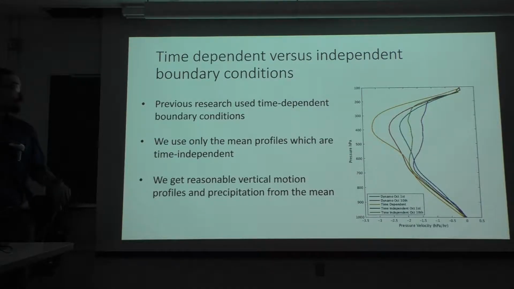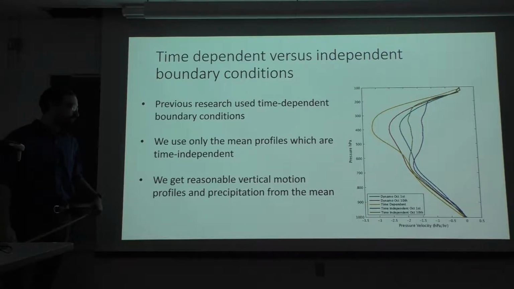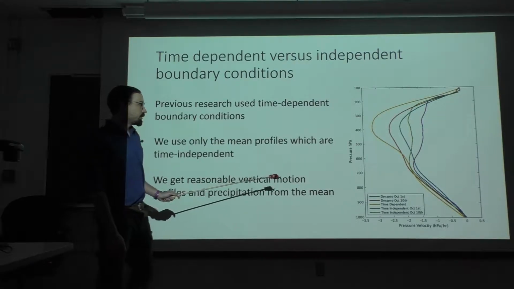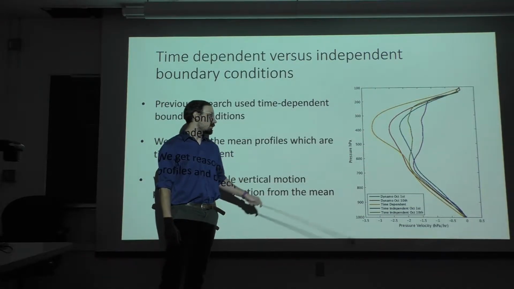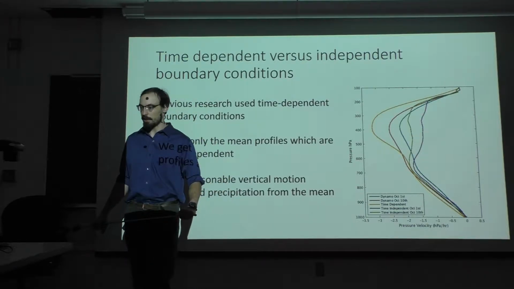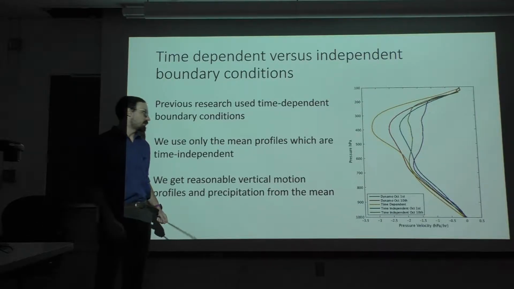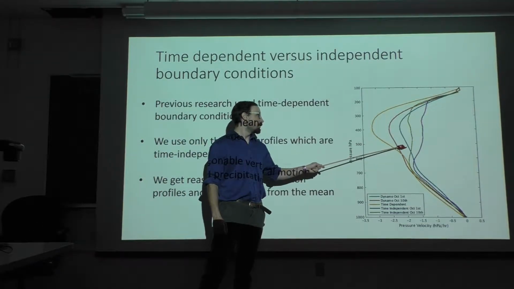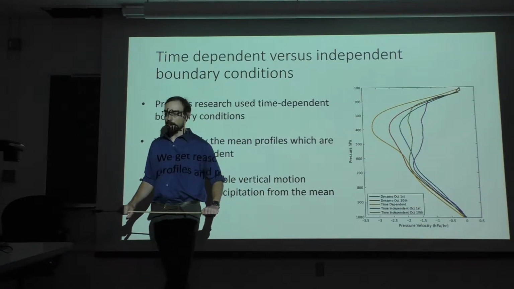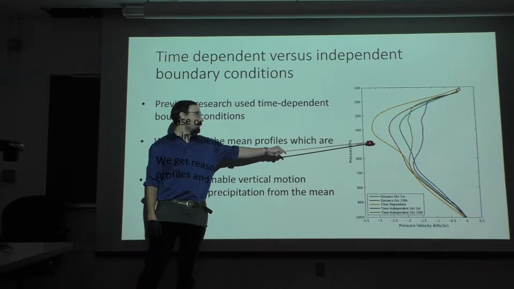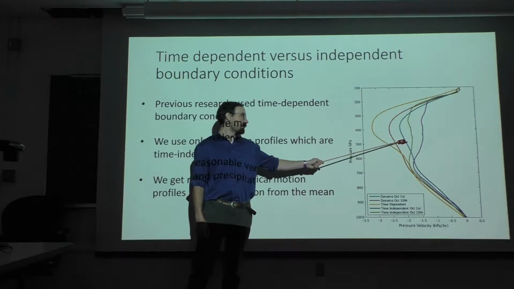So when we do test our model against their data in order to see if we can actually simulate the steady state or the mean conditions, we find that we actually do a pretty good job. This shows in yellow the simulated vertical velocity from the fully time-dependent model, whereas the green and purple show our time mean or time-independent simulations. And as you can see, they fairly closely match the observations, which are here in red and blue.